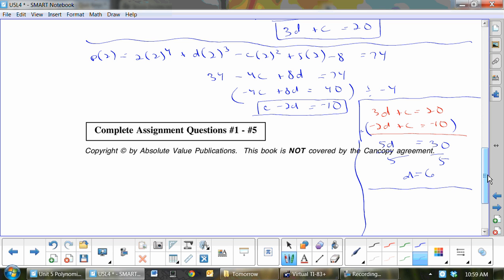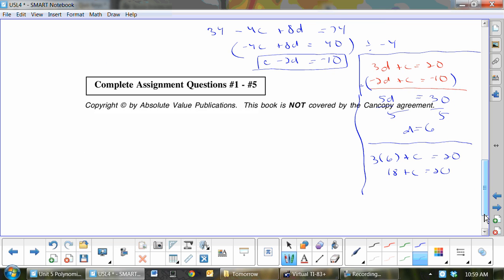I got to find out what C is. So put D in either one of them, doesn't matter. I put it in the second one last class. I'll put it in the first one for this one. So 3 times 6 plus C equals 20. 18 plus C equals 20. I'm going to subtract 18 from both sides, and I will get C equals 2. So D equals 6, and C equals 2.